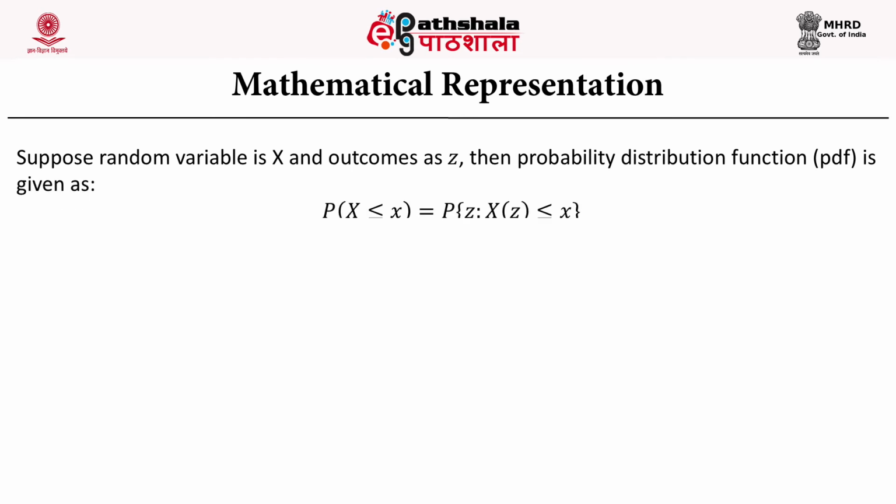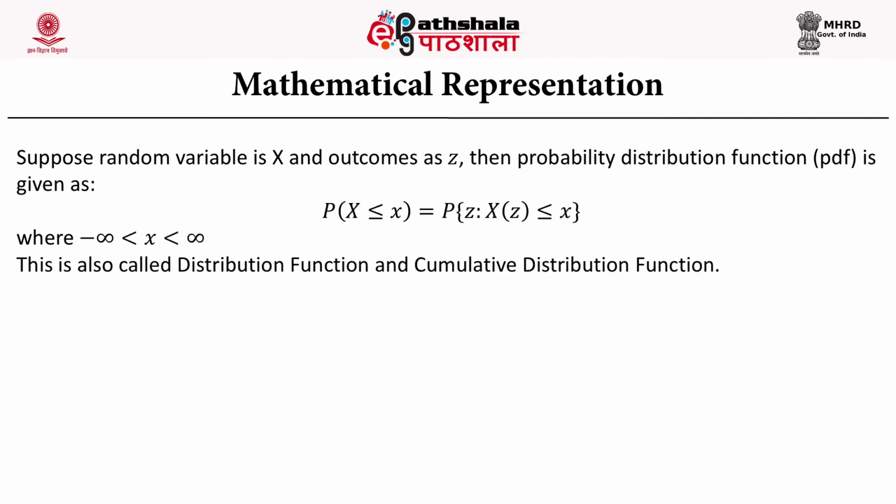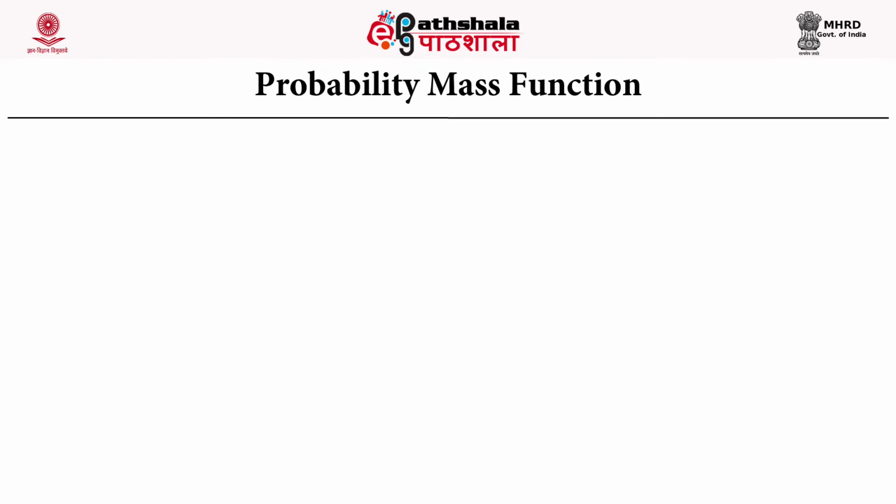Here we will discuss the mathematical representation. Suppose a random variable is denoted by capital X and its outcome is denoted by small x. Then the probability distribution function is given as P(X ≤ x), which is equal to the probability of z, given that X(z) ≤ x, where x lies between minus infinity and infinity. This is also called the distribution function or cumulative distribution function.